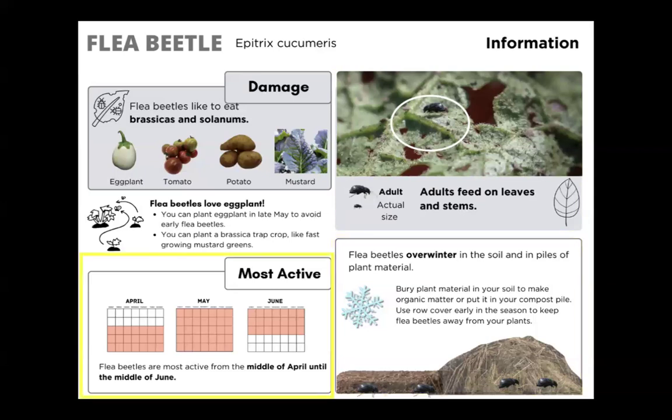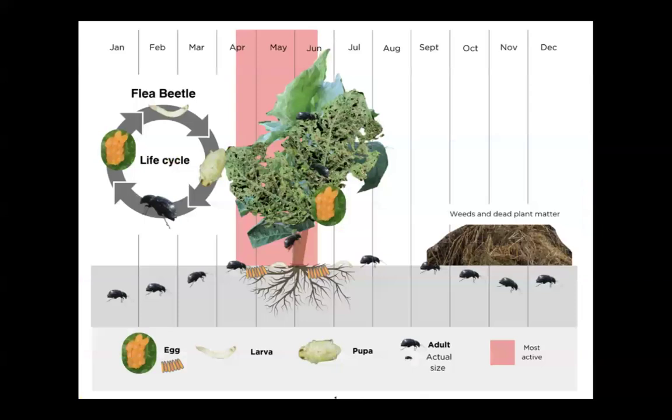On the next slide, we'll go over the flea beetle life cycle and when the flea beetle is most active in the months of April, May, and June. It is very important for you to know when flea beetles are most active and where they live during the year so you can come up with a good management plan. Let's go over a couple of vocabulary words first.